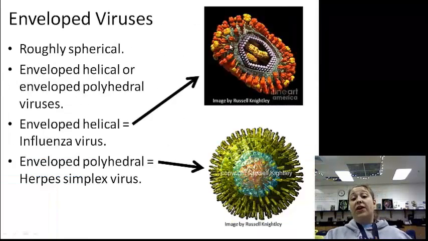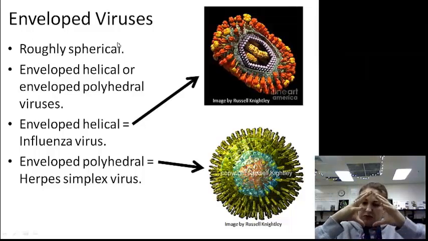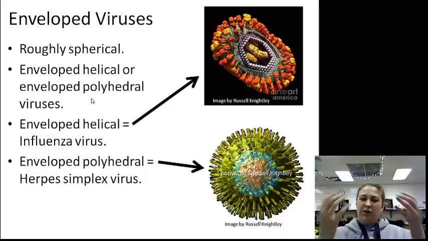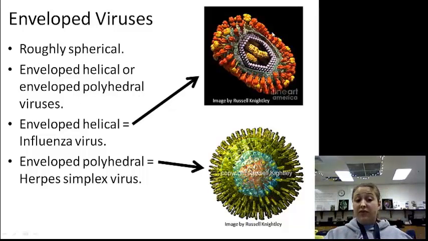Next we have our enveloped virus. It's roughly spherical, not always, maybe more tube versus sphere. But there's two types. We can have an enveloped helical virus or an enveloped polyhedral virus. Basically, we took the other two and we put an envelope around them. So we've got the influenza that's over here. Again, we see our envelope around our helical capsid. And here we got an enveloped polyhedral. We've got our herpes simplex virus surrounded by the envelope.